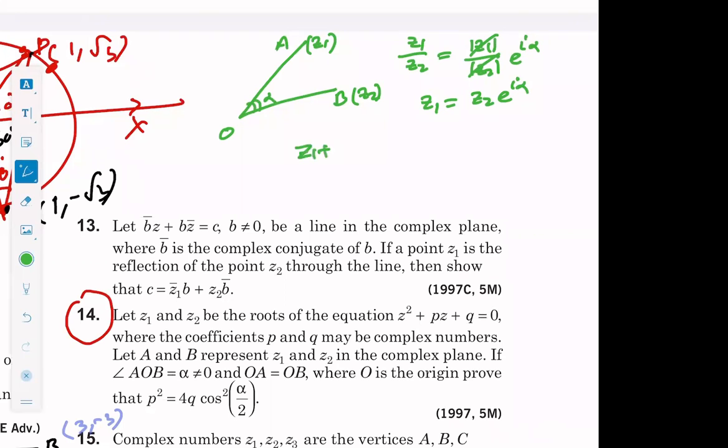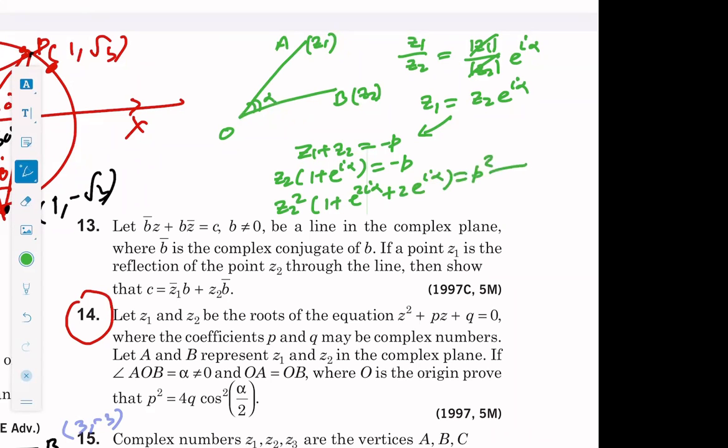So what is the sum of roots here? Here the sum of roots is minus P. So if you put this value here, you will get Z2 times (1 plus e to the power i alpha). If you square it, you will get 1 plus e to the power 2i alpha plus 2 e to the power i alpha, is equal to P square. This is the first equation.